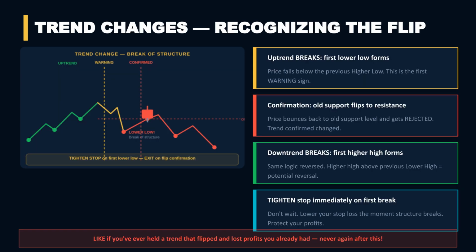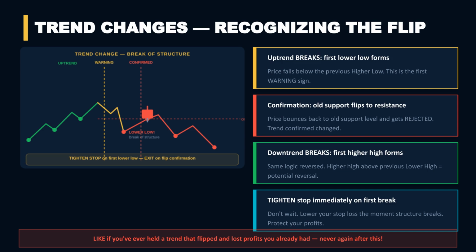Here's where a lot of traders mess up. They don't recognize when a trend is changing. An uptrend is your friend. You're making money. Then one thing happens. Price makes a lower low. That's the warning sign. But you don't exit immediately. You wait for confirmation. You wait to see if the old support level flips to resistance.